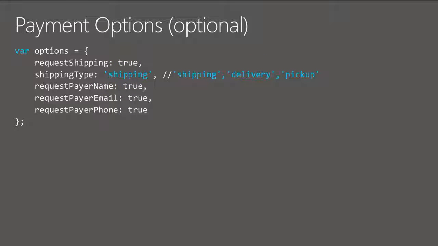The final piece of the payment request is the options. This piece is optional, but here's where you would tell the payment app all of the information you need from the shopper. We recommend that you only require the things that you absolutely need because the payment checkout process is a funnel. We want to reduce as much drop-off as possible and get people buying your products.